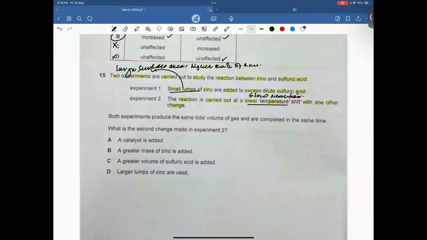Why are we using excess sulfuric acid? To make sure the zinc has been reacted. Make sure all the zinc has been used. Okay. Both experimental procedures produce the same total volume of gas and are completed at the same time. Same time. That's a very, very powerful statement. If the reaction completes in the same time, then they will have the same rate of reaction.